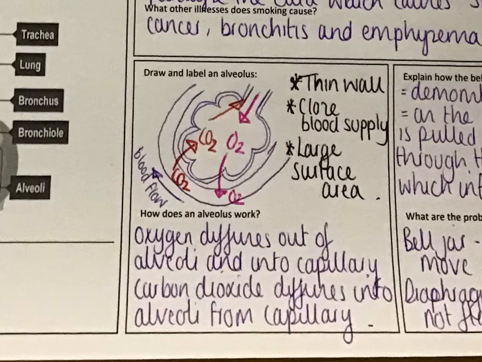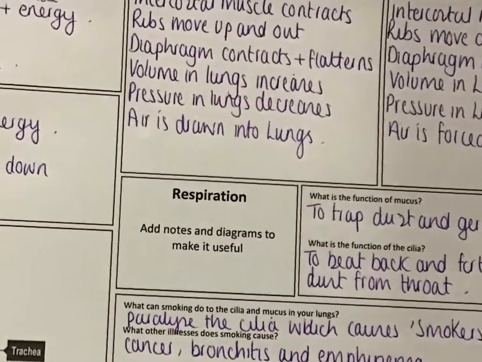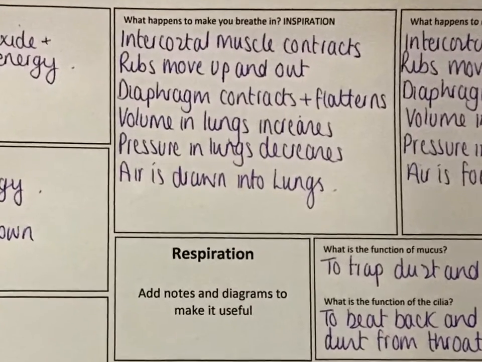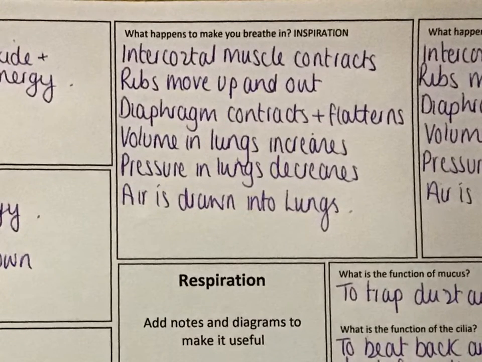Right, now let's look at breathing. So what happens when we breathe in? Nice steps for us to remember. When we breathe in, our intercostal muscles contract. Okay? And as they contract, they force our ribs to move up and out. If you take a deep breath in, you will feel your ribs move up and out.